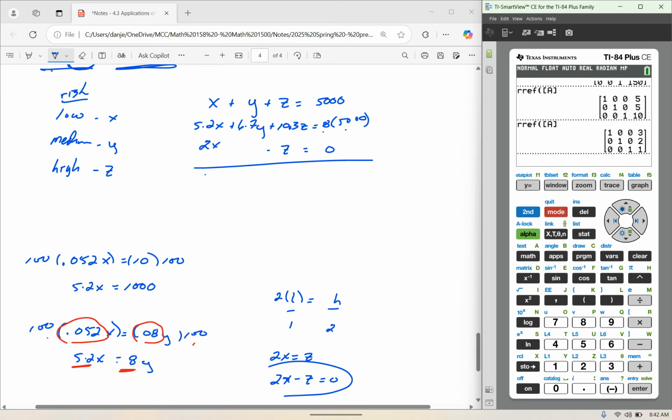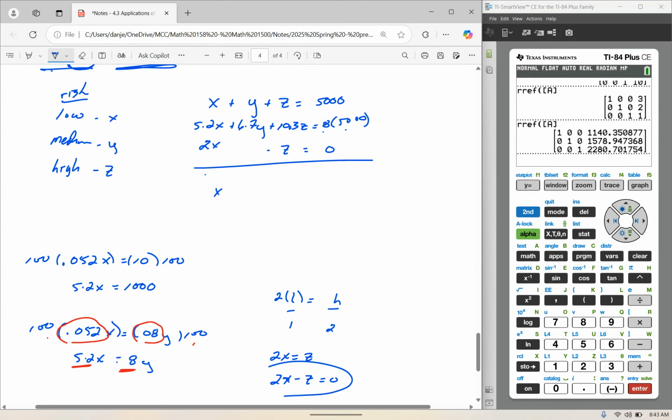So I can quit, press enter, and you'll notice that the x, the low risk, is $1,140.35. Y, the medium risk, is $1,578, and we'll round that to 95 cents. And then Z is $2,280.70. It does bother some people when it's not an even dollar amount. That's okay. It's money. It will work out that way often. And there's our solution. Okay.